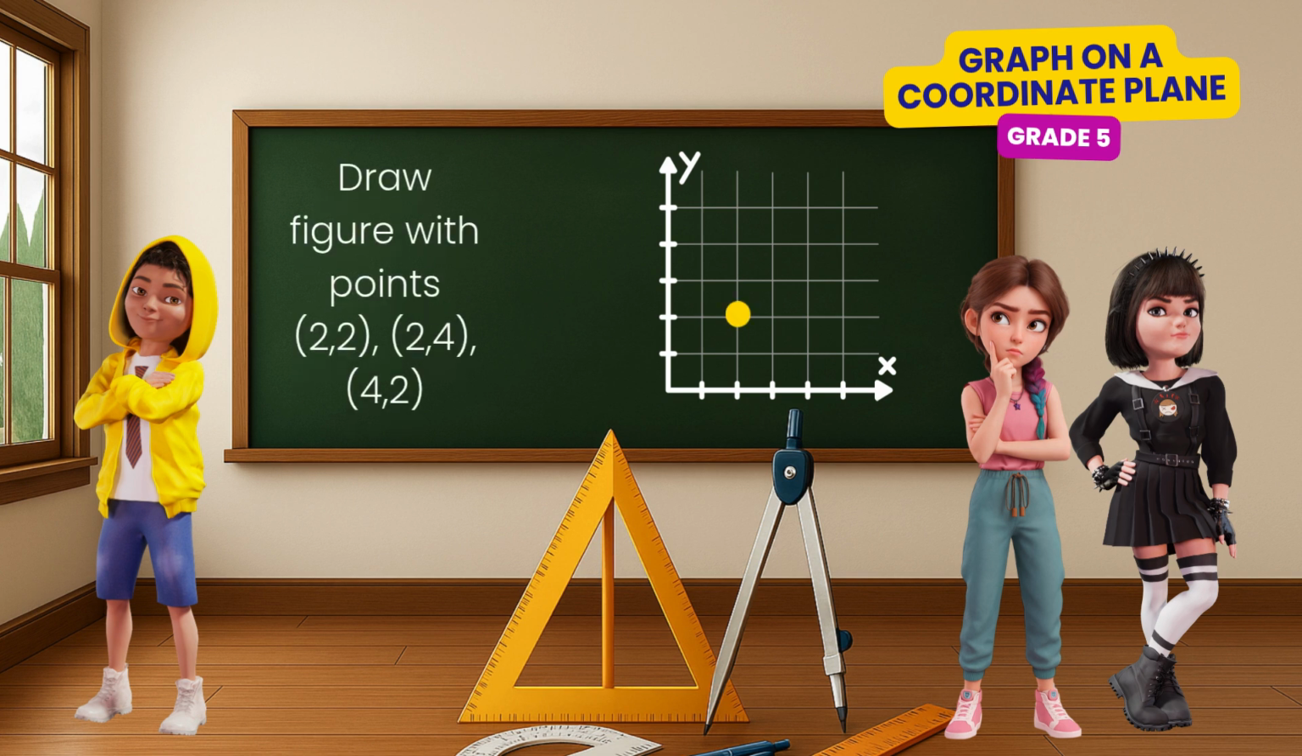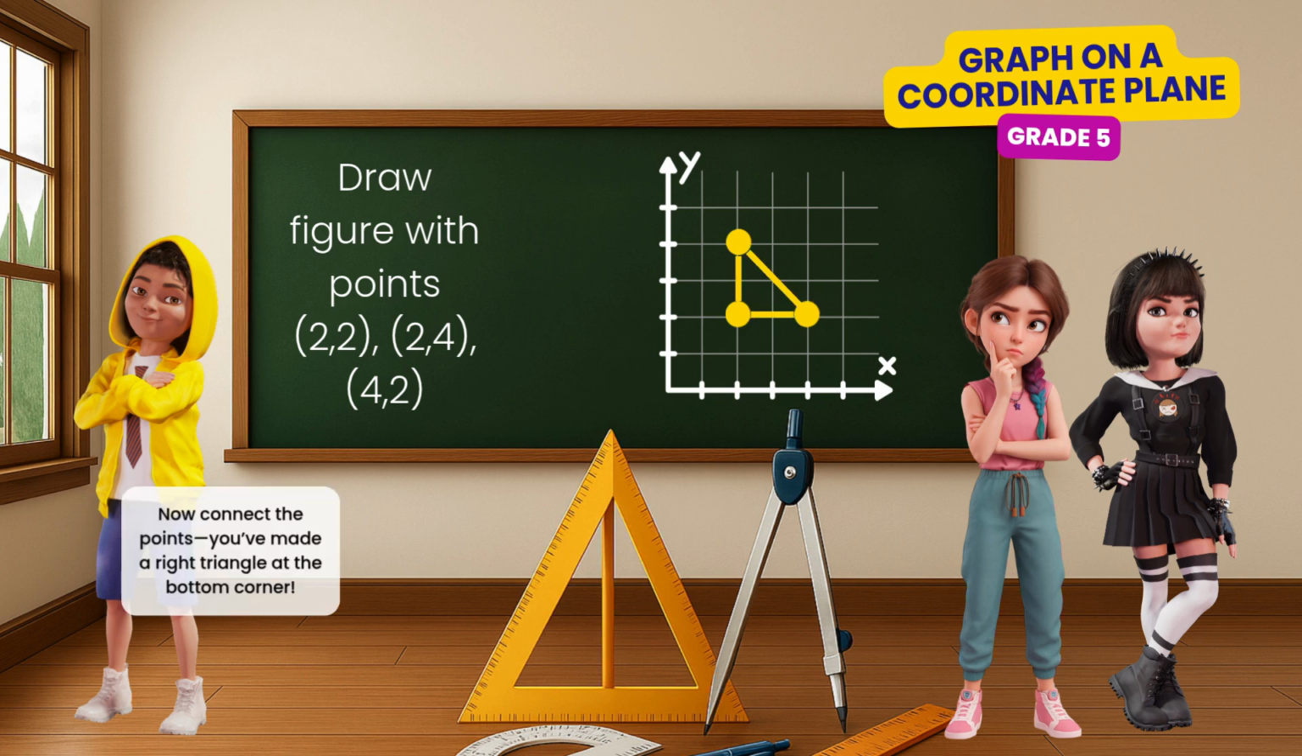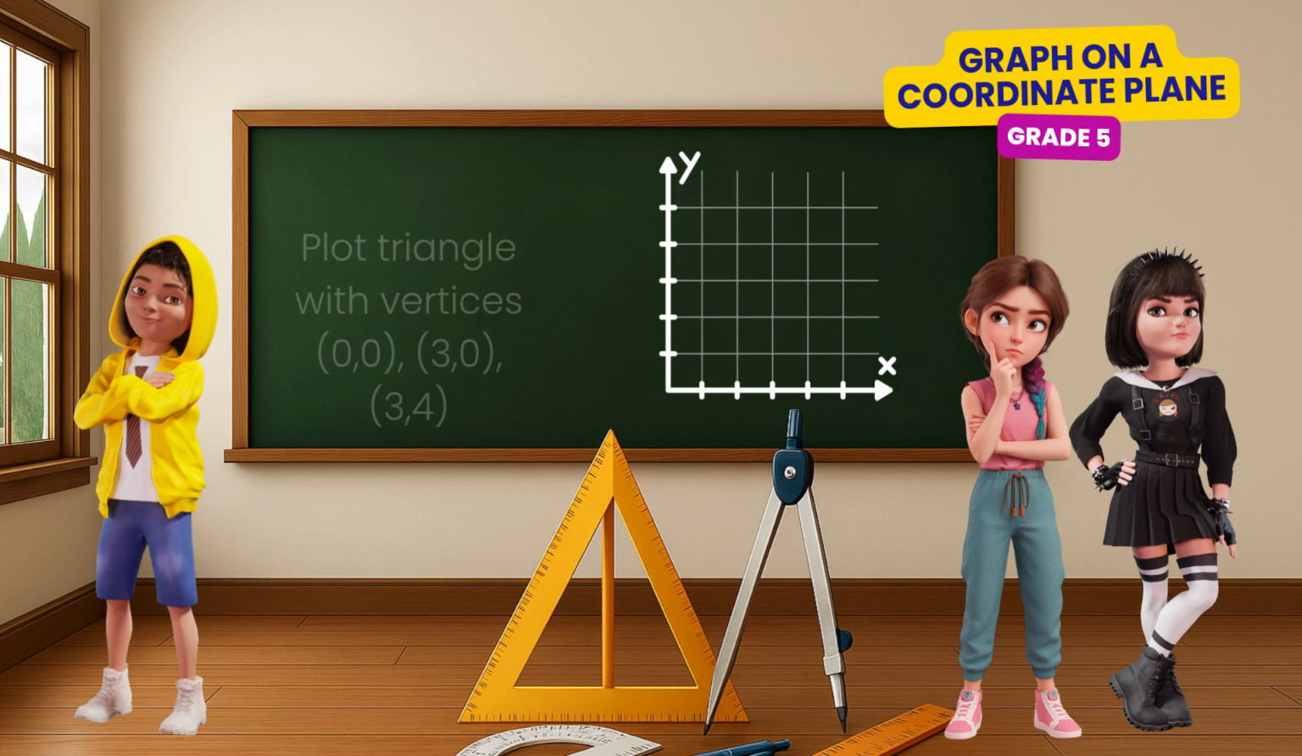Plot (2, 2). (2, 4), that's a vertical line. (4, 2), that's a horizontal line. Now connect the points. You've made a right triangle at the bottom corner.